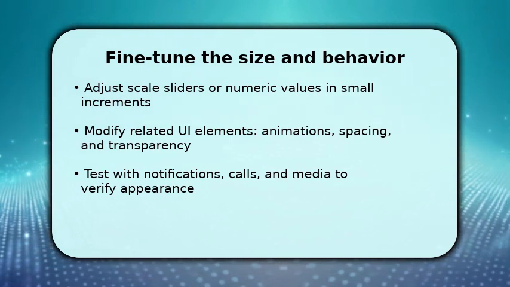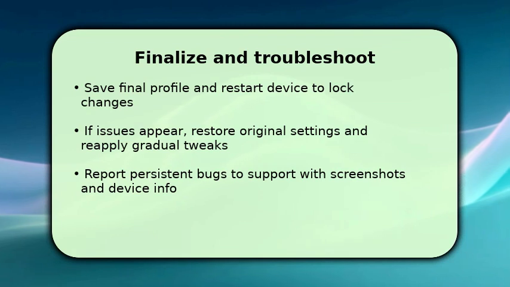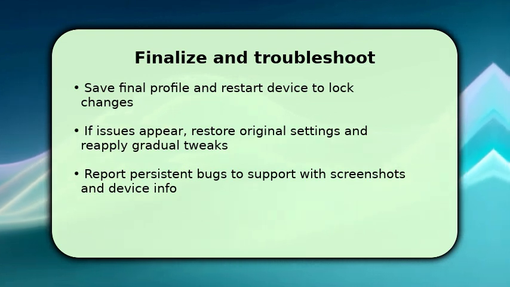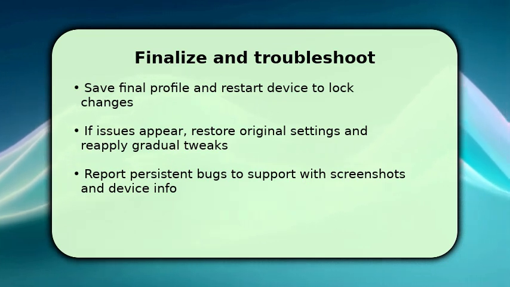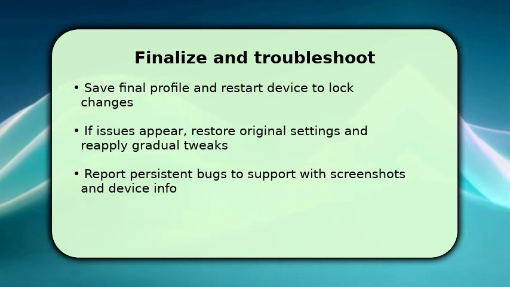You're nearly done. Save the final profile and restart your device to ensure changes stick. After reboot, check every major interaction, notifications, widgets, and calls to confirm consistency. If something breaks or icons clip, restore your original settings and reapply smaller adjustments more gradually. This rollback prevents visual glitches.